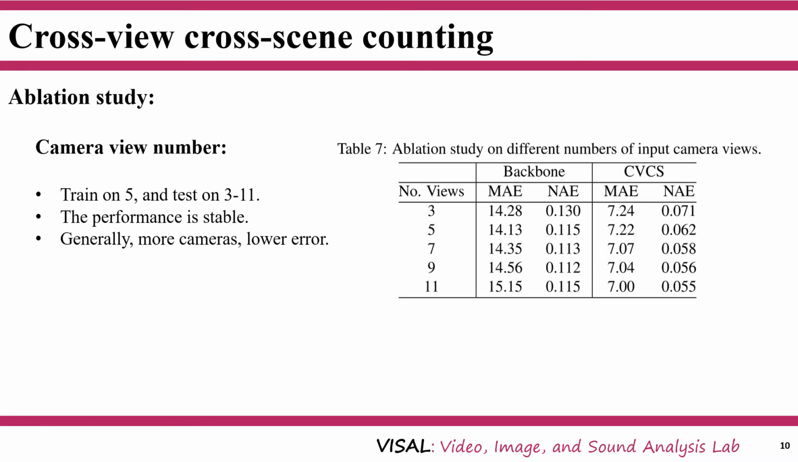We also did an ablation study on the camera field number. We train on 5 camera fields and test on 3 to 11 camera fields. Generally, the performance is stable, and with more cameras, the error is lower.